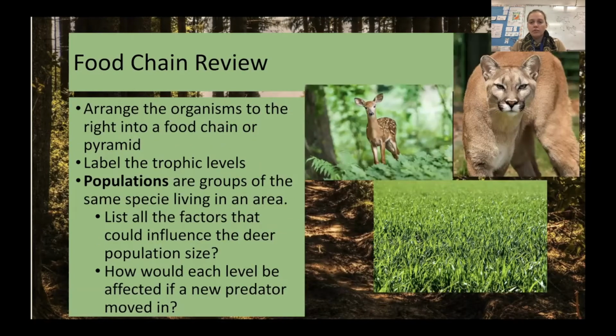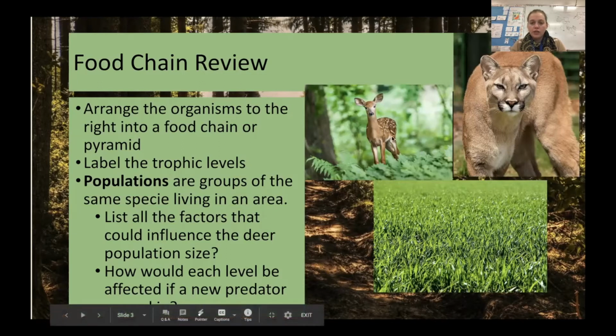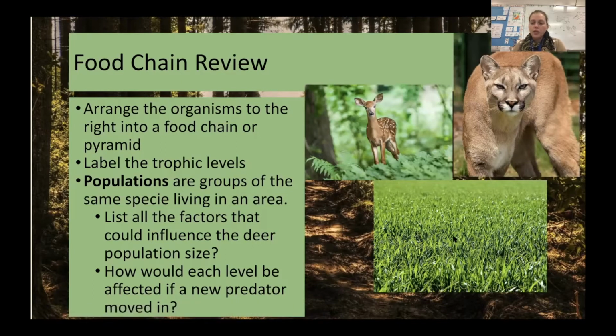So remember talking about food chains a long time ago. Over here to the right, you've got a deer, a mountain lion, and some grass. And I want you to try to make a food chain or food pyramid out of these organisms. So hopefully you came up with something like this. You've got your grass at the bottom, the lion at the top, the deer in the middle.